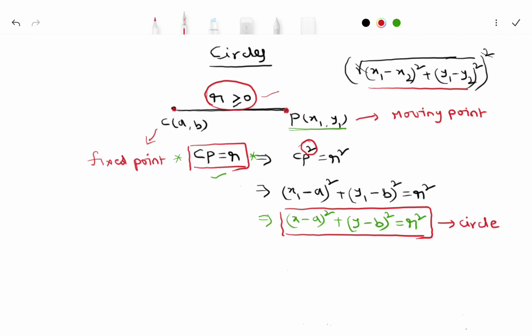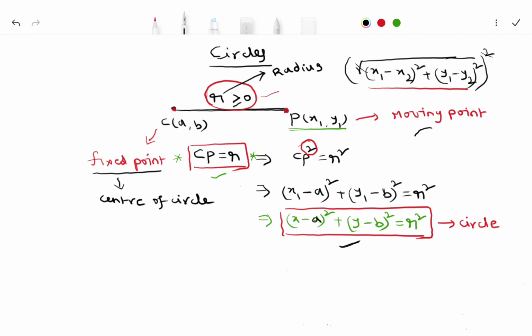Now the fixed point is called the center of the circle, right? And the constant distance r is called the radius of the circle. So this final equation will be used only if you know a fixed point on a plane and a constant distance, that is, the center and radius are given, to find the equation of the circle.